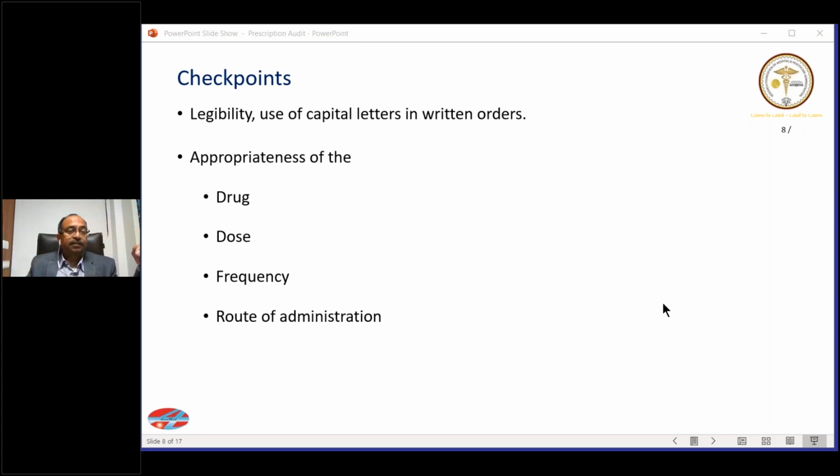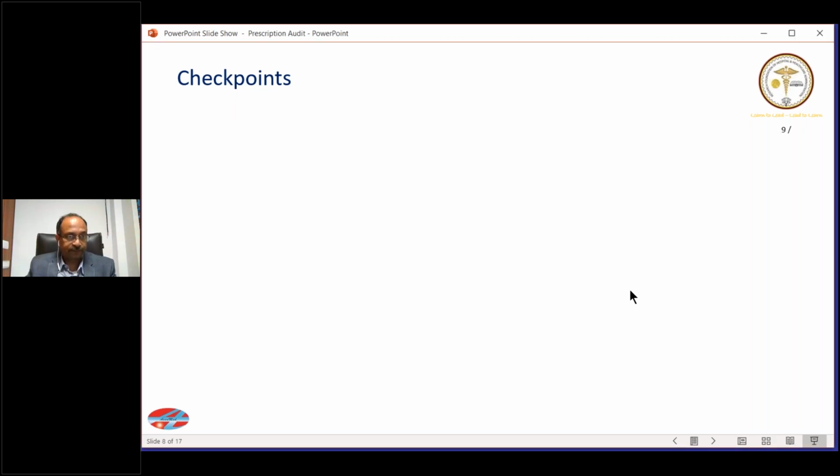Then we say that we are looking at the appropriateness of the drug. Now, this is something that can be checked only by a clinical pharmacologist or by a doctor who understands pharmacology. So this cannot be done by just any one person. Sometimes if you don't have a properly trained person, then a committee is a better option to do this audit. Then we see whether the dose was appropriate, the frequency was appropriate, or the route was appropriate. So these three things have to be seen. Appropriateness of these four things. Not three, sorry, four things.